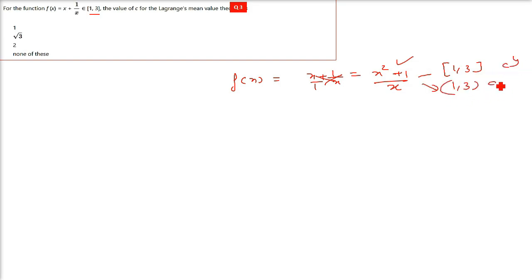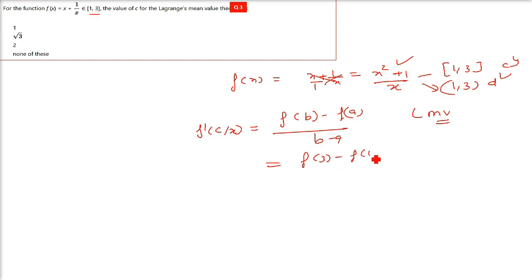Now for this interval 1 and 3, continuity and differentiability hold, because x square plus 1 in the numerator is a polynomial, and x in the denominator is a polynomial. So continuity and differentiability have been established. Now f dash x, you can call it c also, because the question says c, so we have just written c. It has to be equal to fb minus fa by b minus a, and this is an indication of Lagrange's mean value theorem. Now a and b, we are going to use a as 1 and b as 3. So in the denominator you get 3 minus 1, which is going to be 2.